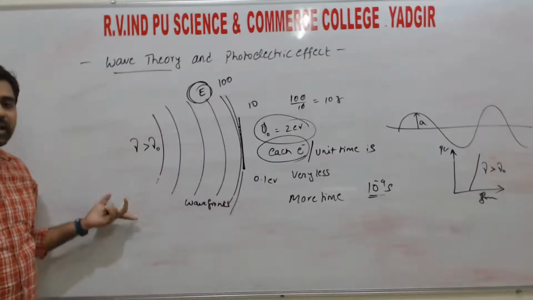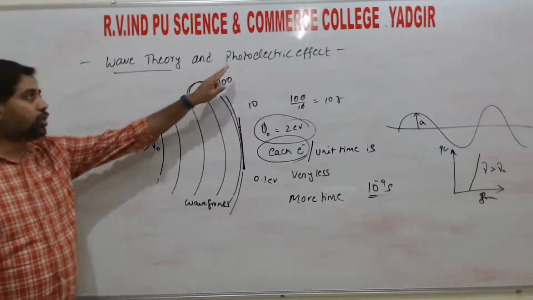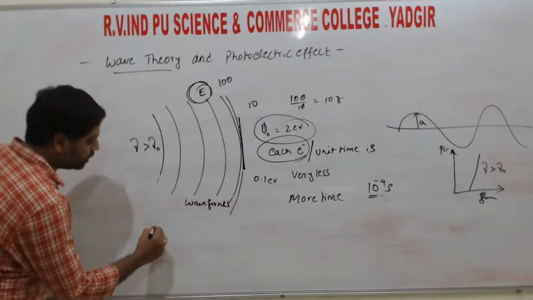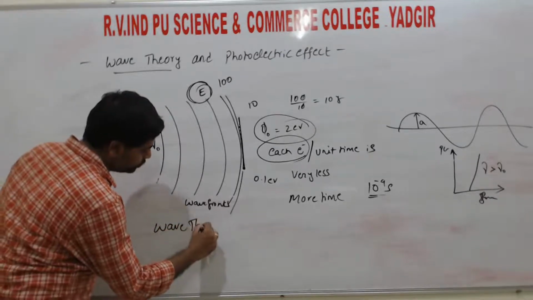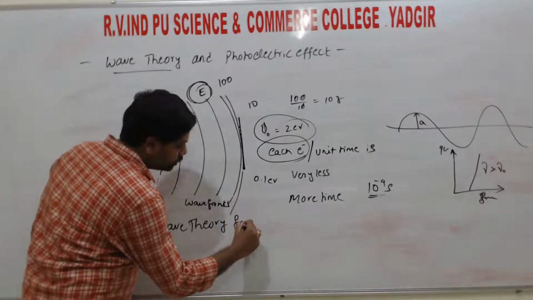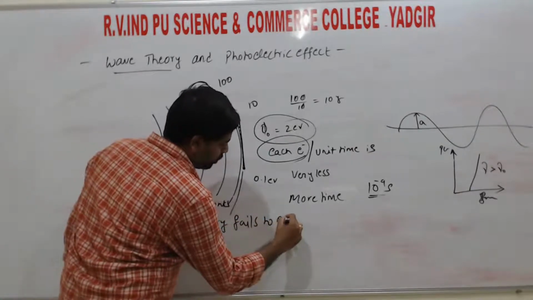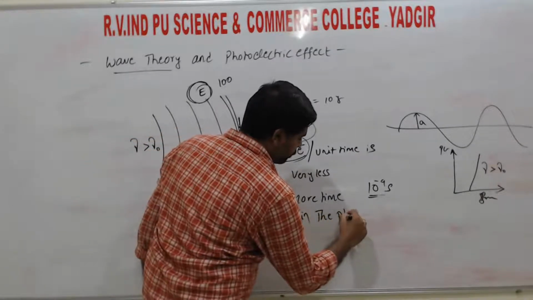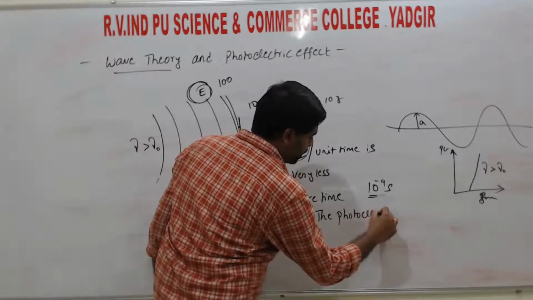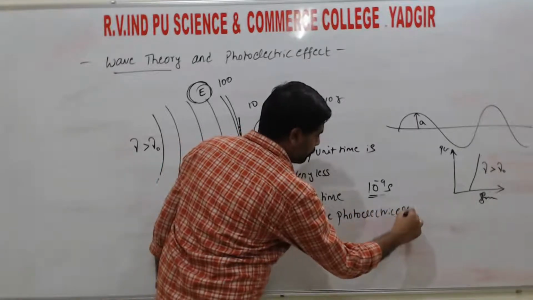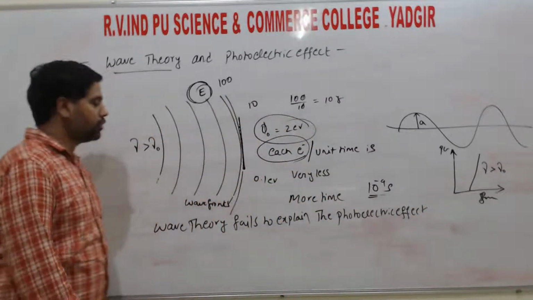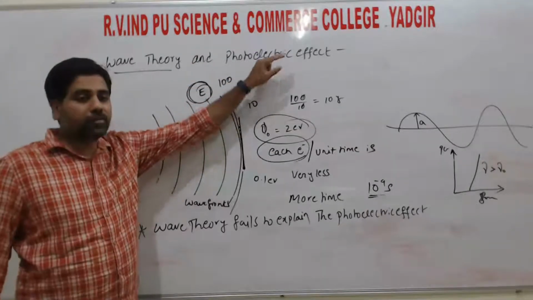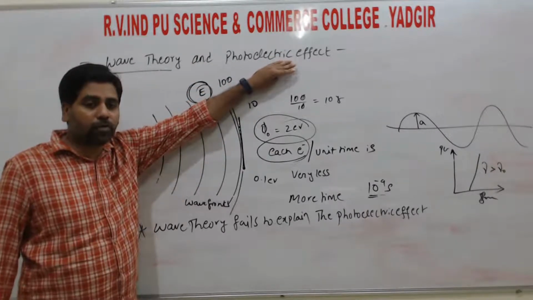So by all these three observations, wave theory fails to explain the photoelectric effect. So this is the conclusion: wave theory fails to explain the photoelectric effect. Wave theory and photoelectric effect. So here we have the experimental observations of the photoelectric effect.